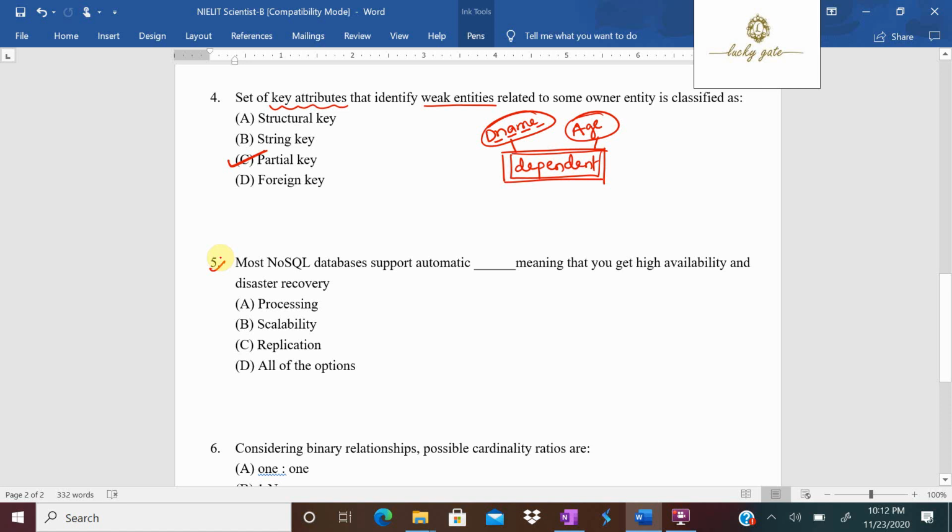Next, question 5. Most NoSQL databases support automatic processing. In NoSQL databases, automatic scalability is supported, and automatic replication is also supported. So it is supporting all of them automatically, meaning that you have high availability and disaster recovery is possible because of options A, B, C. So the answer for this question is option D.